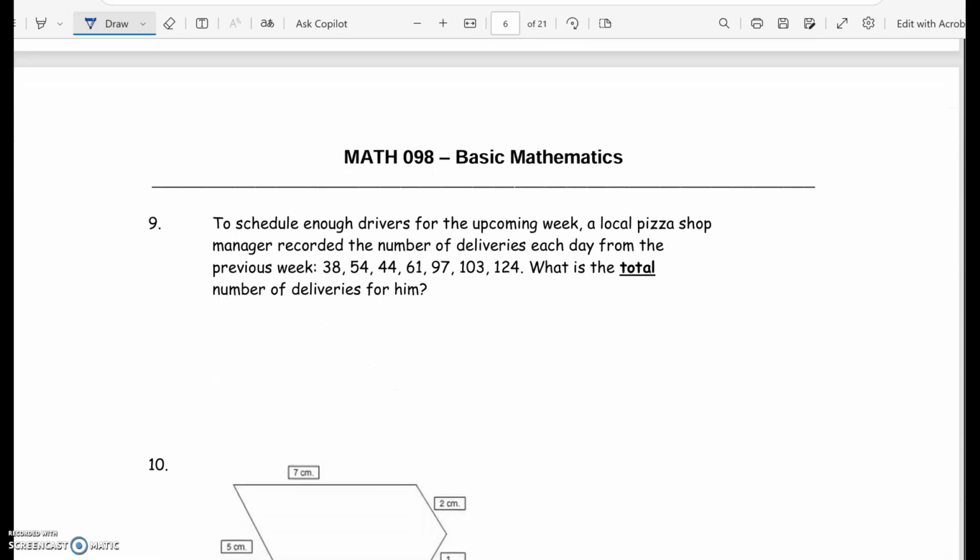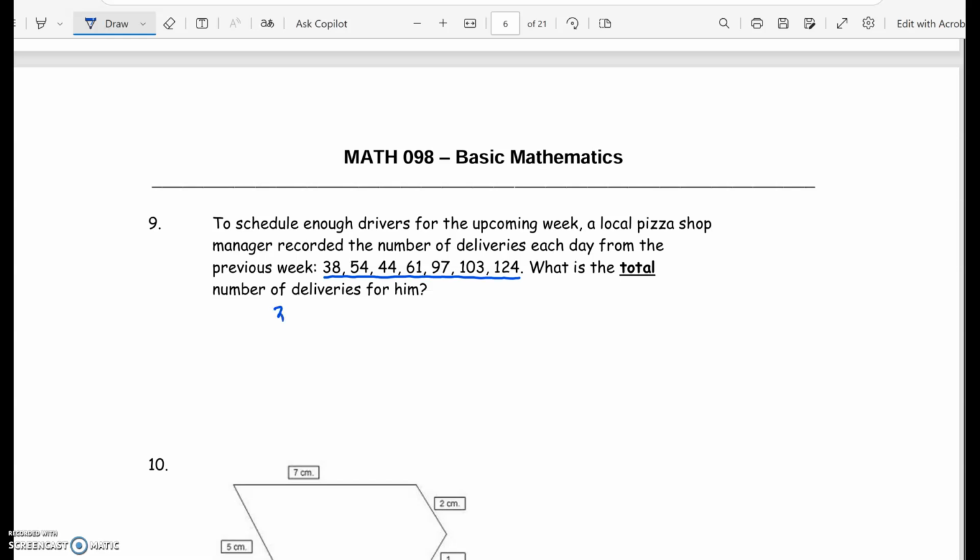So read the problem first. You can pause the video and read the problem. So you want to schedule enough drivers for the upcoming week. A local pizza shop manager recorded the number of deliveries each day from a previous week. What is the total number of deliveries? The total would mean adding the numbers.